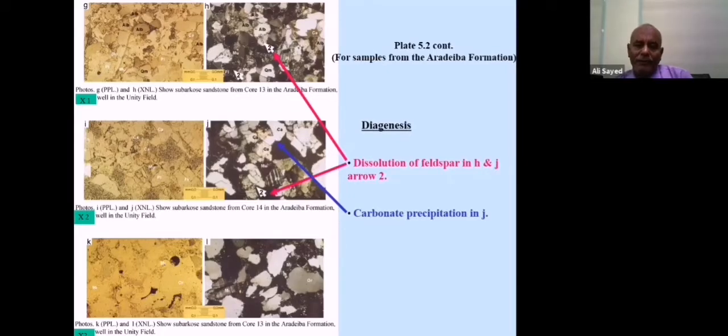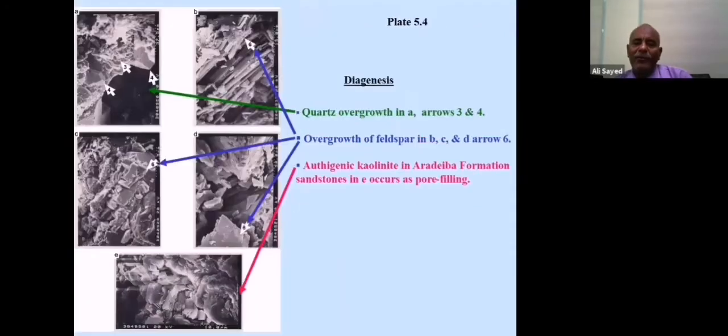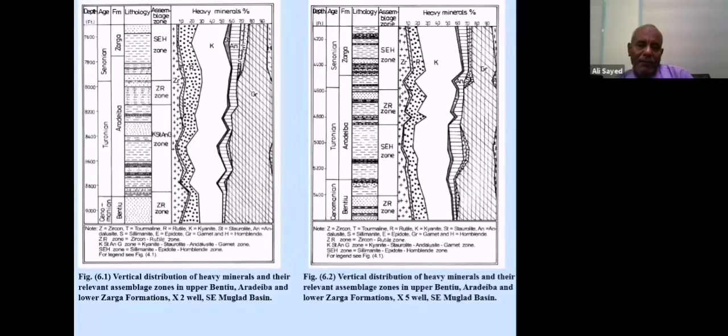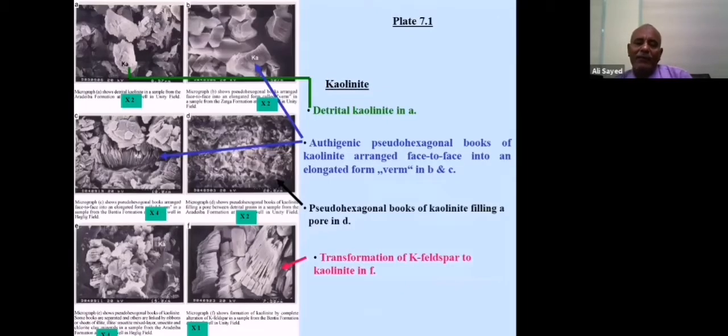Also, we did SEM, that is a scanning electron microscope, to see inside the pore. You can see here we have precipitation of kaolinite inside the pore. This is blocking the pore.